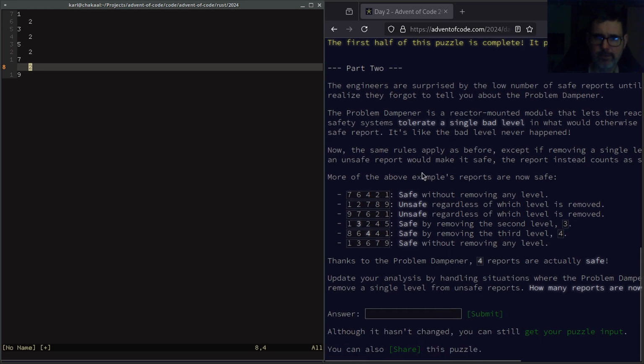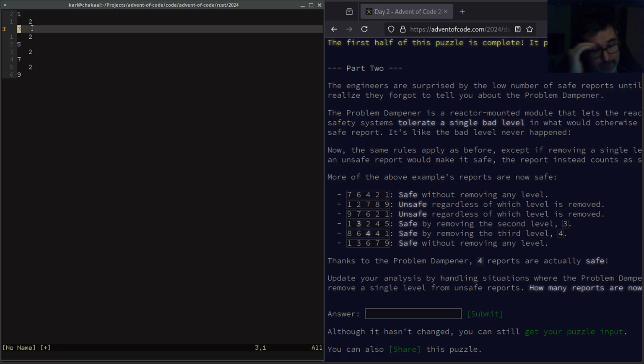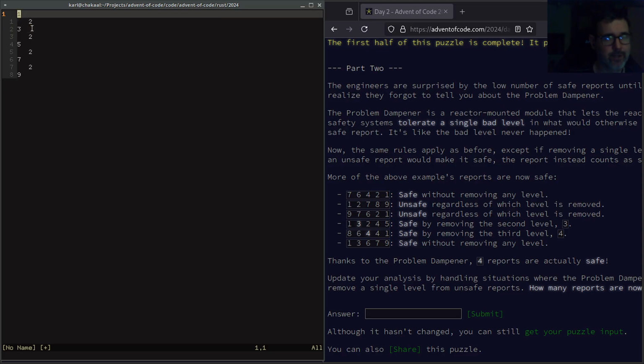And now they threw a little bit of a wrench into the works where the problem dampener allows us to take out one bad node. And if taking out that node makes the rest of the report good, then the report is still safe. So after thinking about this, I guess it's a little bit of a simplified sort of graph problem is what I want to call it. But I was kind of going about it all wrong.